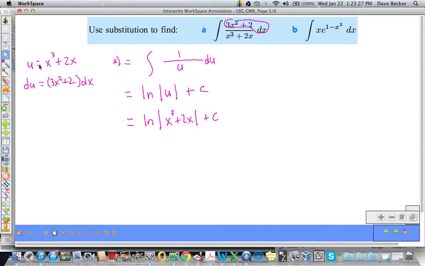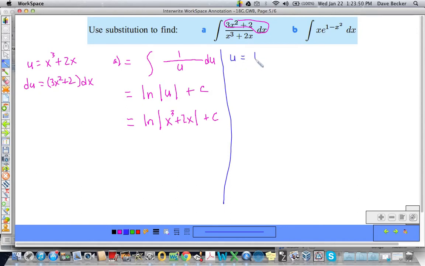Okay, so we're gonna go with part B here. I'll change the blue as not to confuse. And again, we're trying to figure out what to let u equal here, and you're gonna get better and better at this. Okay, so I have an x and I have 1 minus x squared, and you might think, hey, nothing's working here, but watch what we can do. U equals 1 minus x squared.